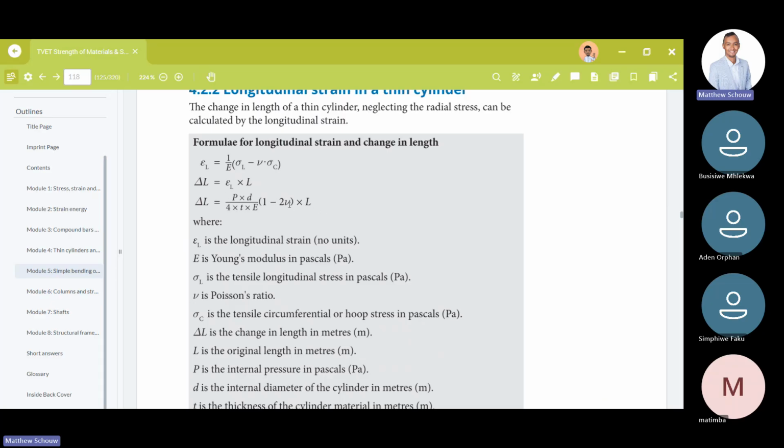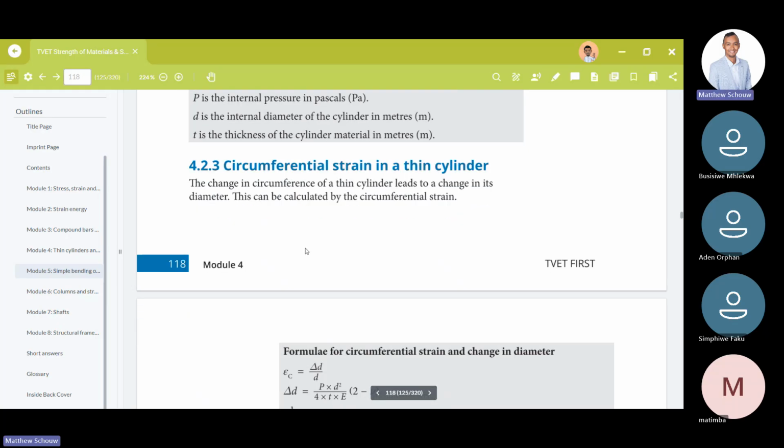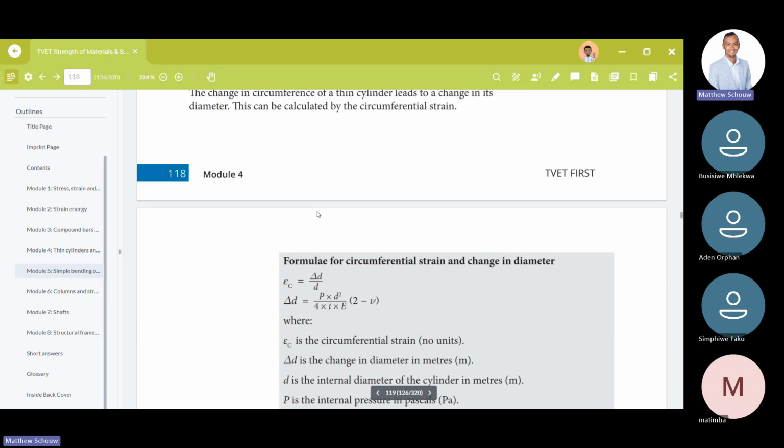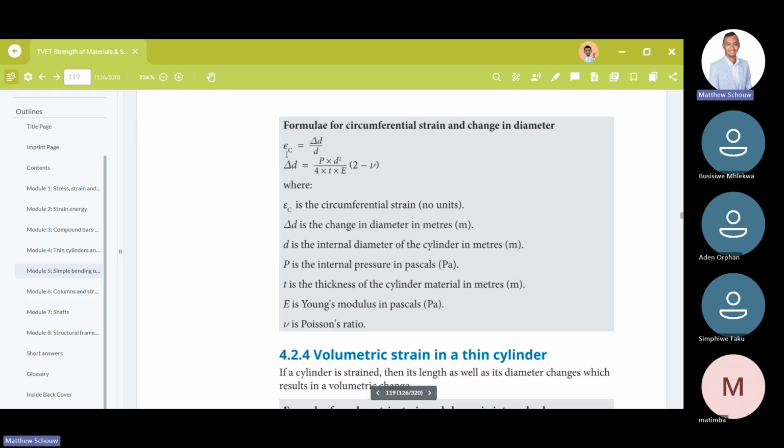Again, that ν, italic ν, is called the Poisson's ratio, and all other parameters are as you know. That will tell you how long the vessel will extend under that particular pressure. Similarly, we can also look at the change in circumference or the diameter. The circumferential strain is equal to the change in D over D, just like change in length over length. And then they develop a nice formulation for you, which is basically PD squared over 4tE, times 2 minus the Poisson's ratio. That's all you have to know to apply it.